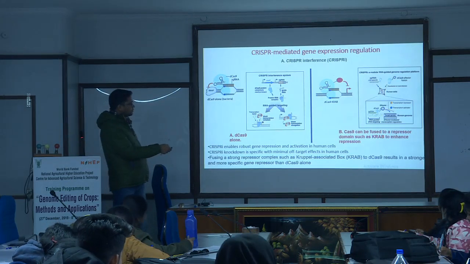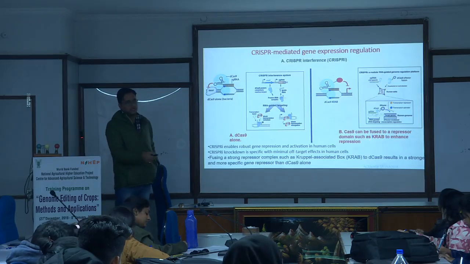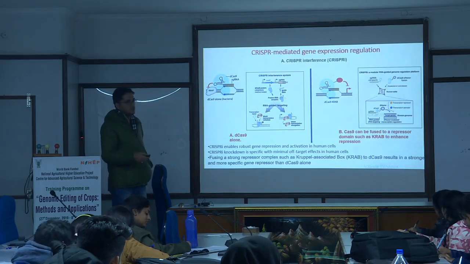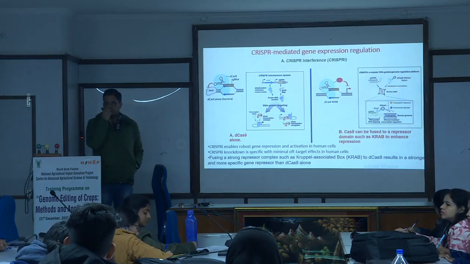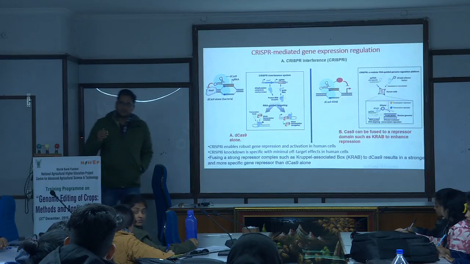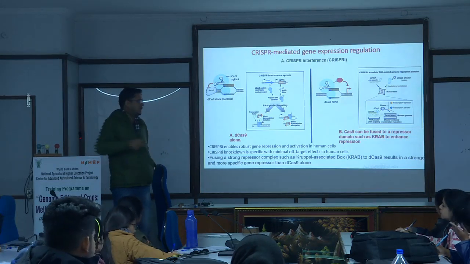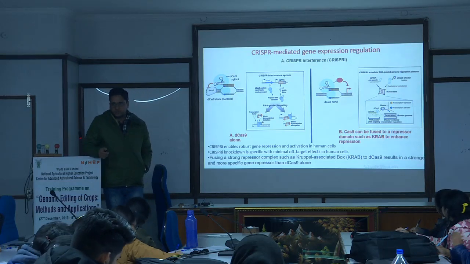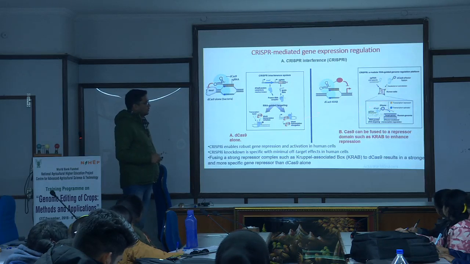Okay, so this Cas9 can be fused to a repressor domain such as KRAB to enhance repression. So repression is enhanced. Okay, so is it fine to all of you? In this case, we are targeting the promoter region. Between the genes, exon? No, in this case, you can target a promoter region because RNA polymerase will bind in your promoter region only.